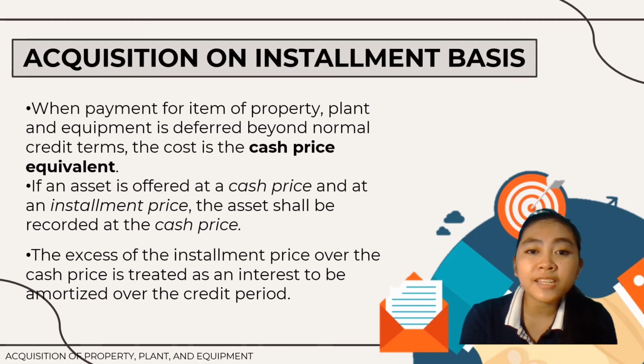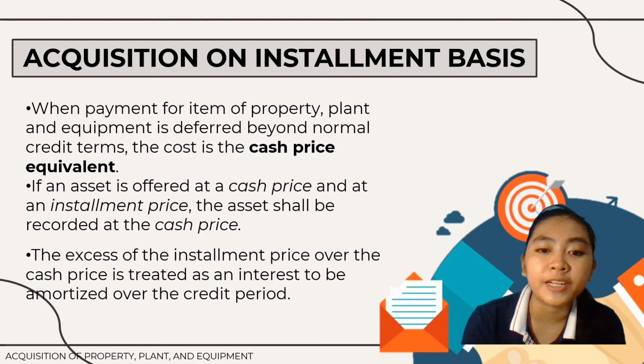And the last one is acquisition on installment basis. When payment for item of property, plant, and equipment is deferred beyond normal credit terms, the cost is the cash price equivalent. If an asset is offered at a cash price and at an installment price, the asset shall be recorded at the cash price. The excess of the installment price over the cash price is treated as an interest to be amortized over the credit period.